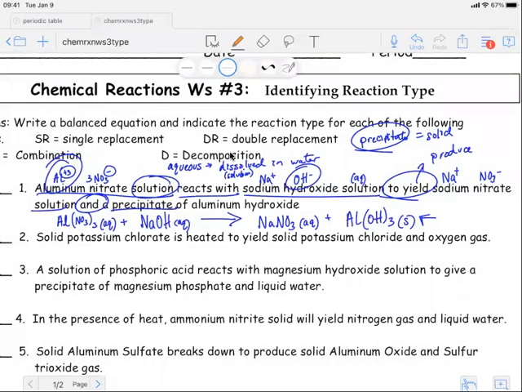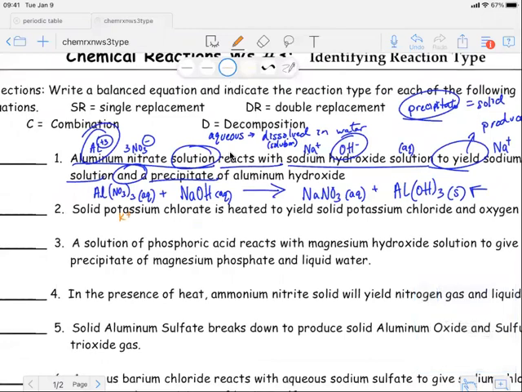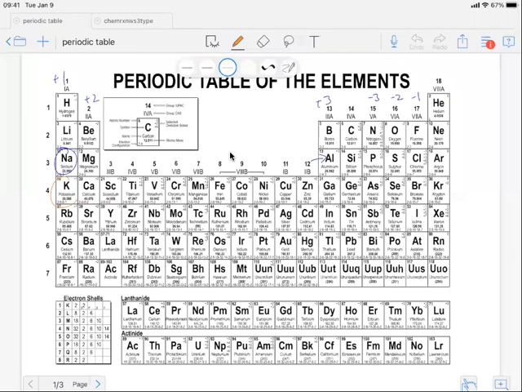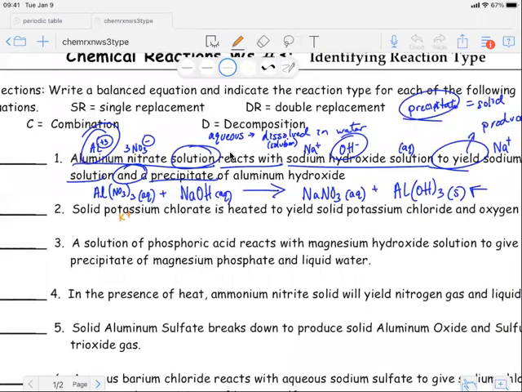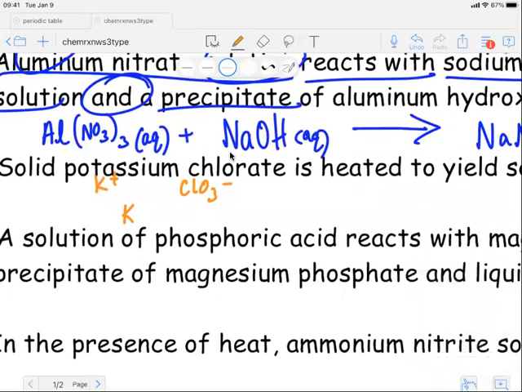Okay, I'll try a couple more and then I'll let you try a couple of examples. Solid potassium chlorate. Okay, potassium, I'm running out of room here. Potassium is K+. Just looking at the periodic table, it's underneath sodium. And chlorate is ClO3 -1. So that means that we have KClO3 and it says solid.